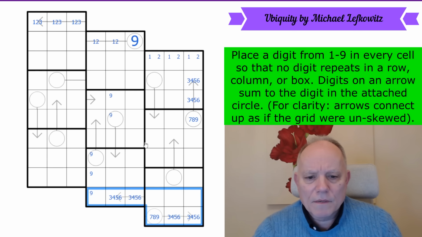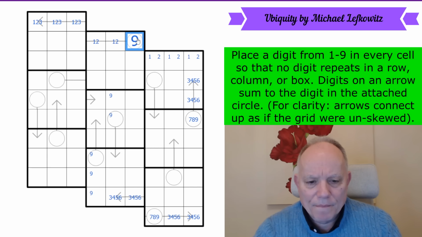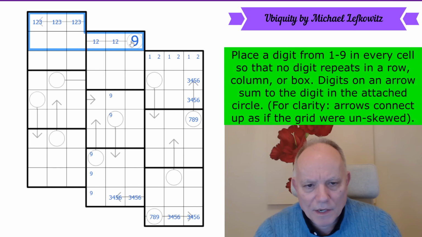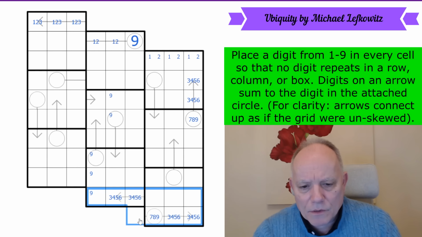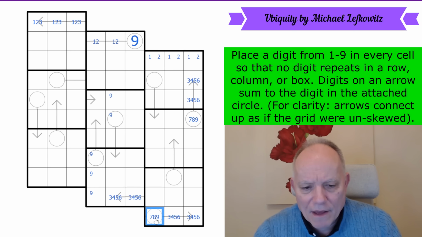And what else can we do? We'd used 9 once up here. And only once, because it can't appear again in those cells. So this group of cells used 9 once. This group of cells will use 9 exactly once as well. It's either there or not.